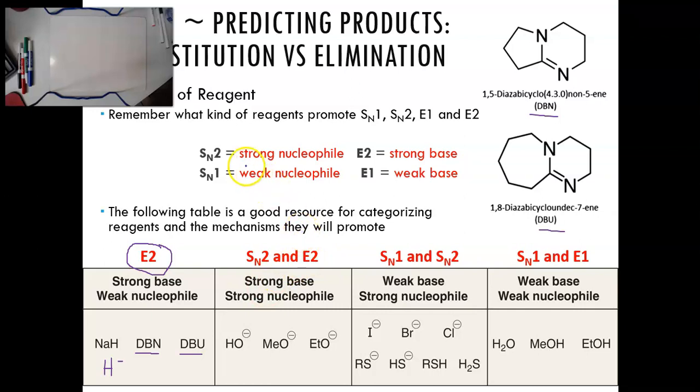The next category are reagents that can act as a strong base and a strong nucleophile. So because we're dealing with both of our strongs, both of our bimolecular pathways are listed as possibilities here. We'll talk about how to go between those on the next slide, or how to decide who's going to be the major product.